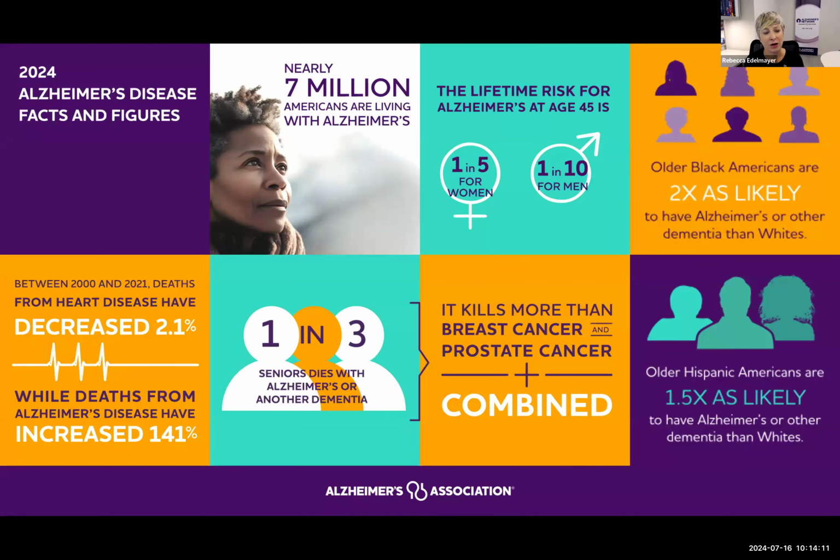We know that there are nearly 7 million Americans living with Alzheimer's dementia in the United States. That's not even counting all individuals living with some other type of dementia or even mild cognitive impairment. And there are also disparities in those affected by Alzheimer's disease. Older Black Americans are twice as likely to have Alzheimer's or another dementia than whites. Older Hispanic Americans are 1.5 times as likely to have Alzheimer's or another dementia than whites.